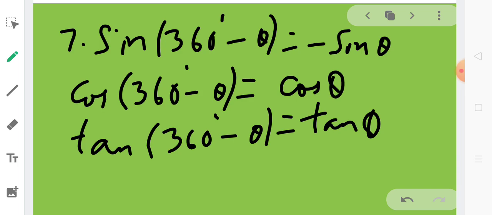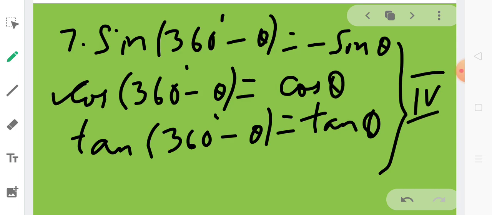Sin of 360 minus theta is minus sin theta, cos of 360 minus theta is cos theta, tan of 360 minus theta is minus tan theta. Angle 360 degree minus theta again lies in the fourth quadrant, so only cos theta is positive.